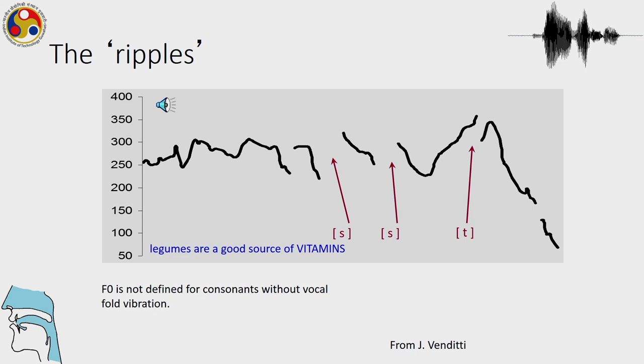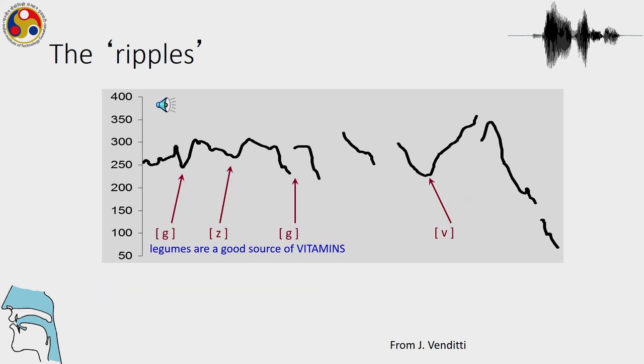That is because of the consonants in between, because we have these small breaks because we have voiceless consonants, and then we have another break in the F0 contour because of the T in between. And similarly, we also have some peaks and some falls because of the consonants. So here, because of G or Z or G again, we have these F0 falls because these are obstruents. And then again because of V, you have a small F0 fall.